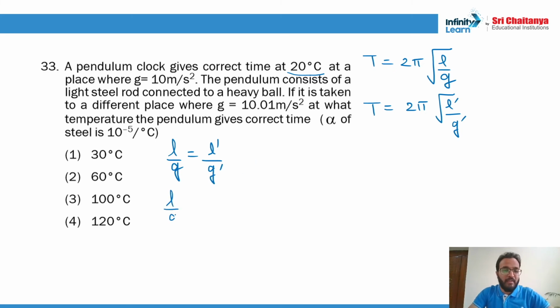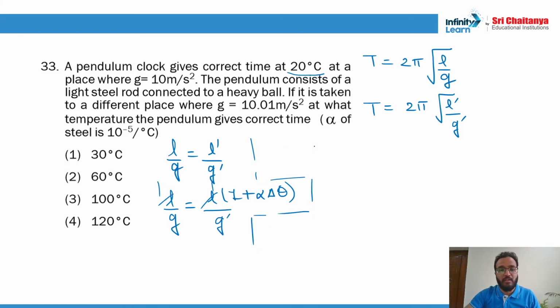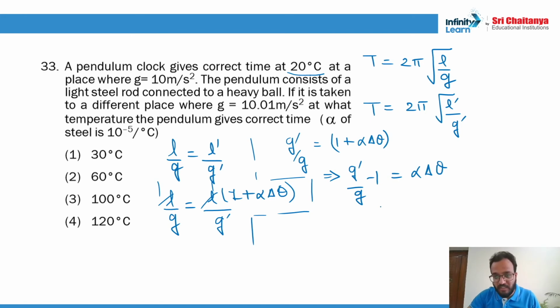Now you tell me, what is L dash? L into 1 plus alpha delta theta, because T here means time period. So I will say theta means temperature, right? Delta theta upon g dash. So this will get cancelled. So you will say, sir, g dash by g is equal to 1 plus alpha delta theta. So it will be g dash by g minus 1 is equal to alpha delta theta. Right?